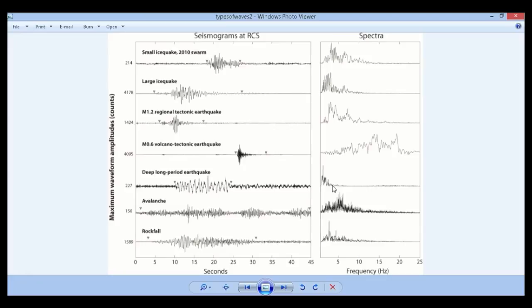The last two events here are surface events, avalanche and rockfall, and rarely have to be worried about if monitoring Yellowstone. Now, stratovolcanoes, on the other hand, such as Mount Rainier or Mount St. Helens, can show these types of seismograms every once in a while.